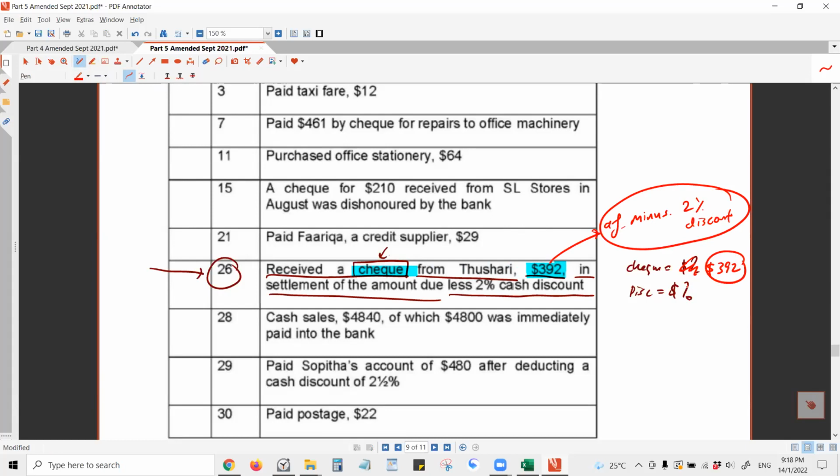Then how much is the discount? You have to know how to calculate that discount amount. Do you agree the 392 represents 98%? Yes, right, because full price is 100%. After minus 2% discount is 392. That means this amount represents 98%. So to find out how much is the discount, you take the 392 divided by 98 times 2. Then you will get the discount amount.